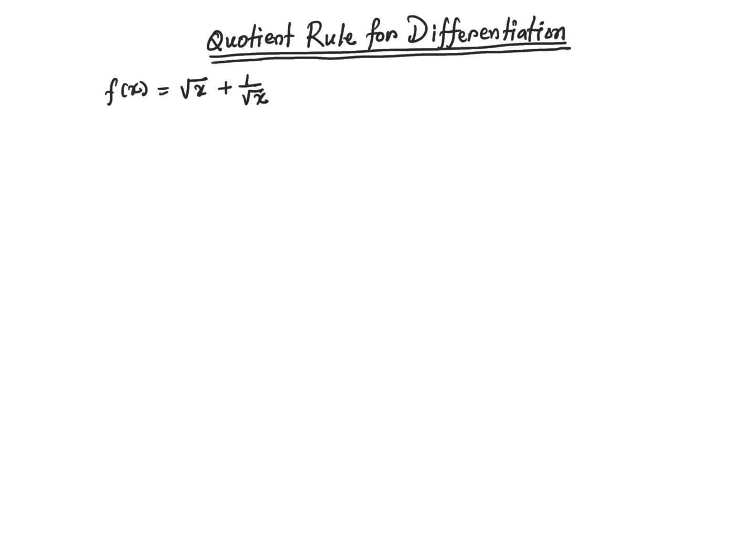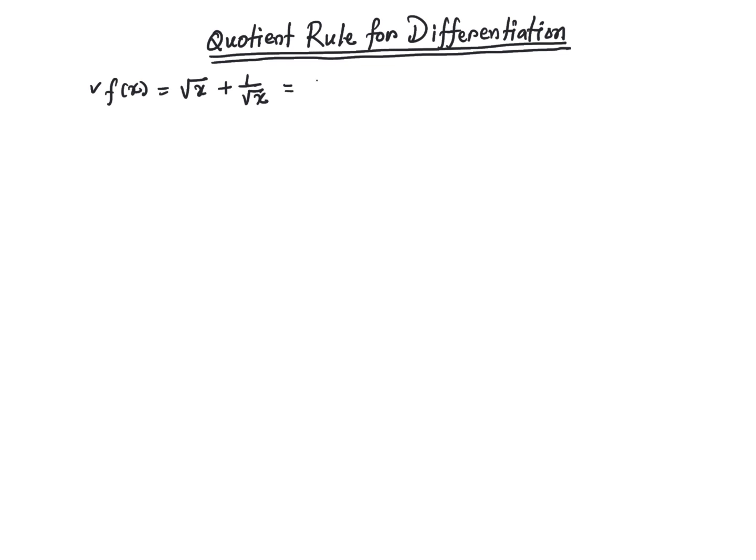In this video, I'm going to talk about the quotient rule for differentiation. The function that I'm going to use is f of x equals square root of x plus 1 over square root of x. First, let me simplify the function a little bit.